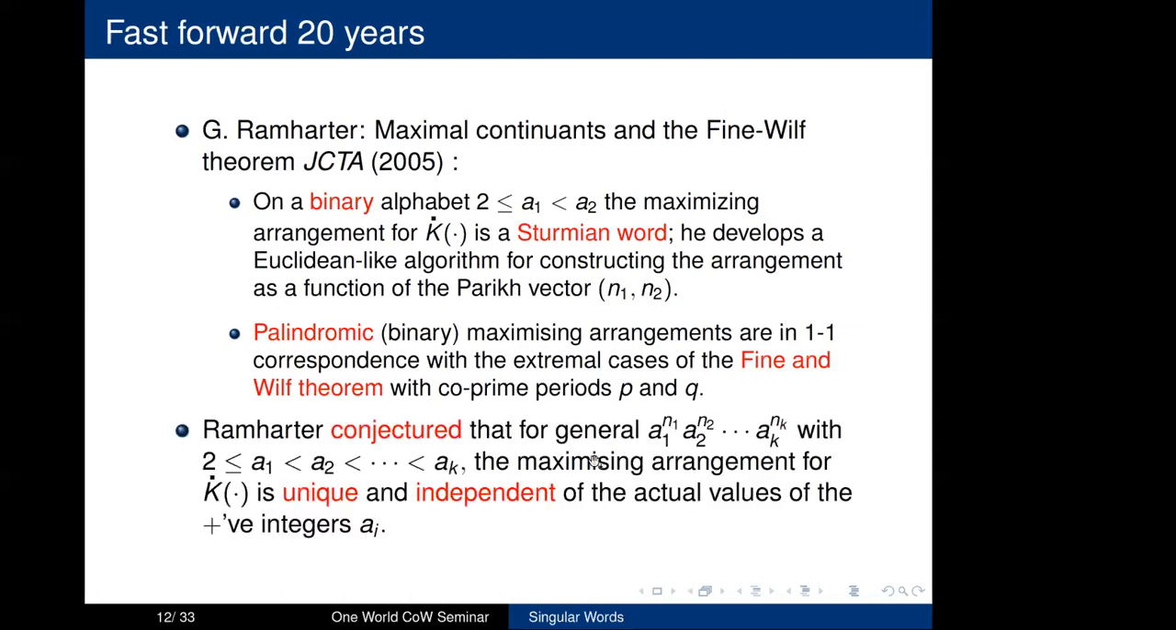And in that same paper, he conjectured that in general, the maximizing arrangement for k dot should be unique and independent of the actual values of the positive integers ai. And if I'm not mistaken, he also verified this conjecture in case all the ni's were equal to 1. In other words, if each ai occurs just once in the word, then he was able to describe the maximizing arrangement and showed that it's unique up to reversal and independent of the actual values of the positive integers.